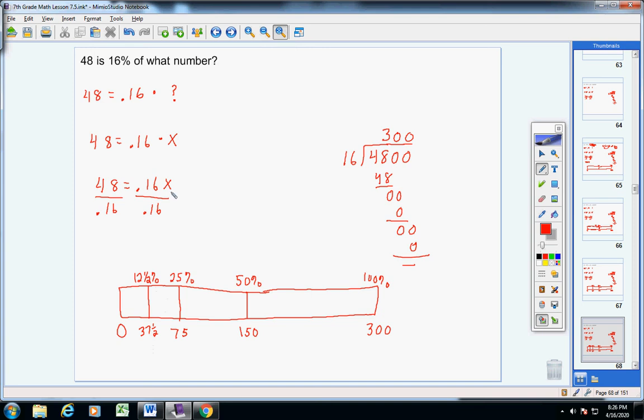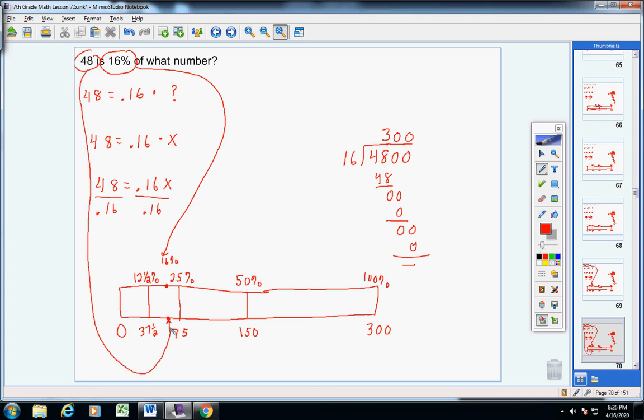So where would 16% fall? Somewhere in here. Wouldn't it fall about right here? Sure it would. And that means your number 48 should fall about right here. And it does. That totally makes sense, guys. If you count it over, that makes sense. Okay? So, I hope that helps.